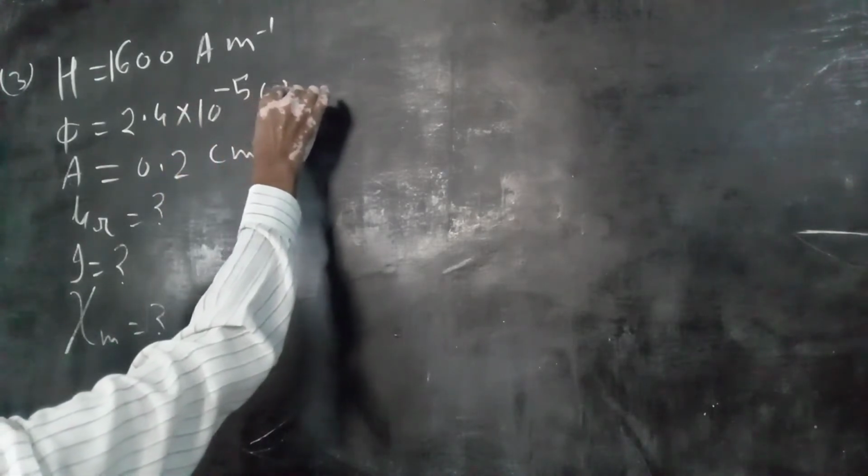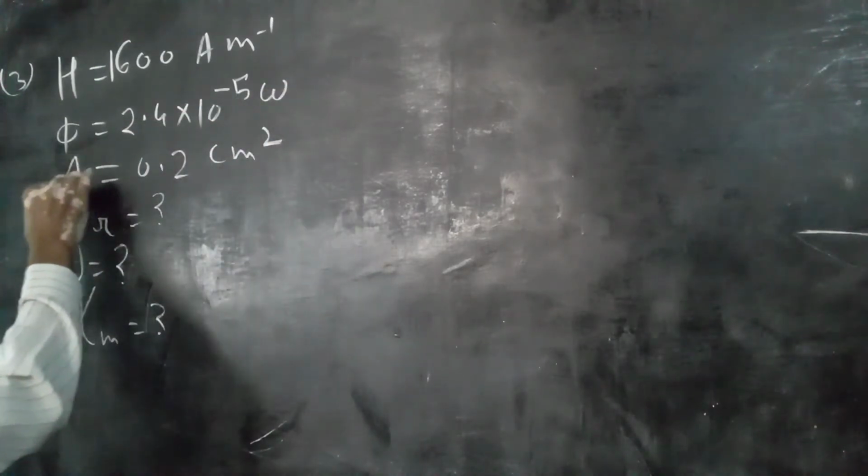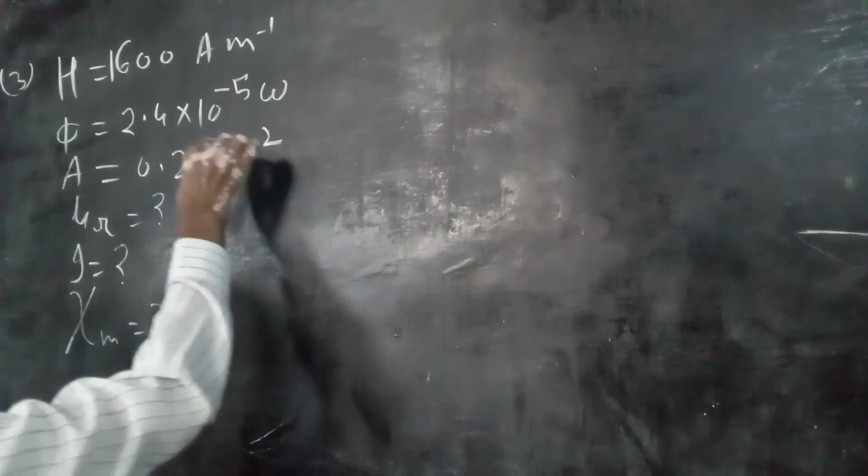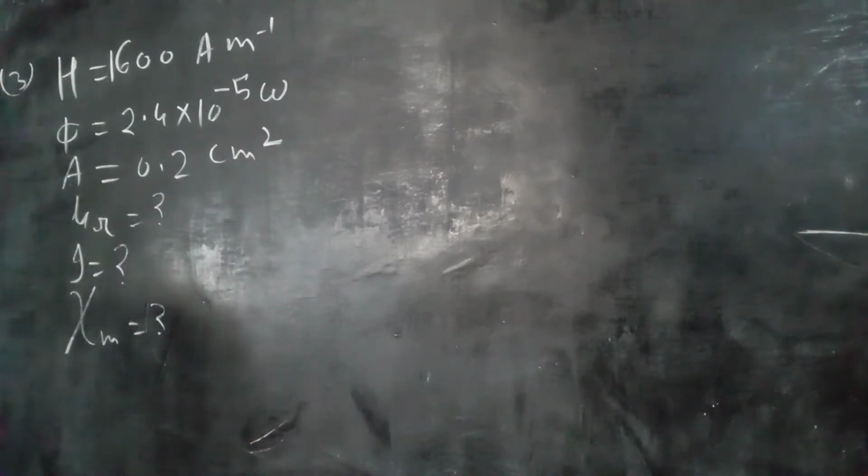Your question is: magnetic field 1600 ampere meter minus 1, magnetic flux 2.4 into 10 to the power negative 5 Weber, area of cross section 0.2 centimeter square. So you have to find relative permeability, intensity of magnetization and magnetic susceptibility.